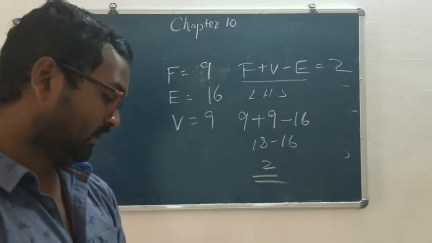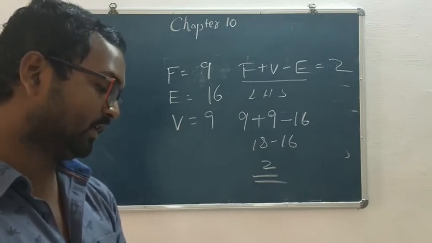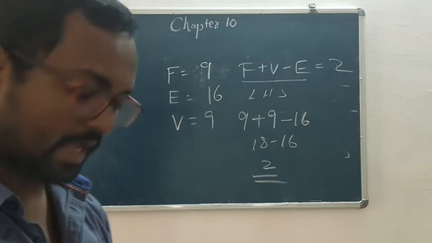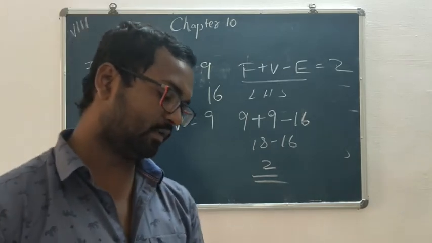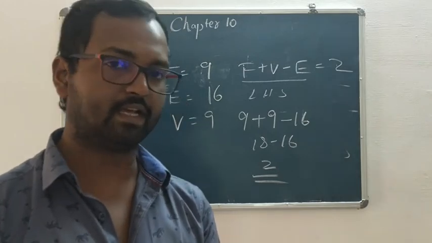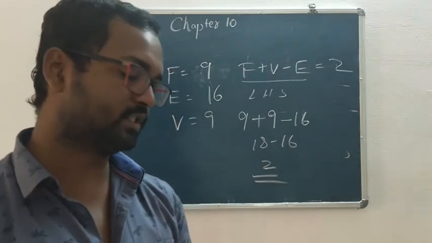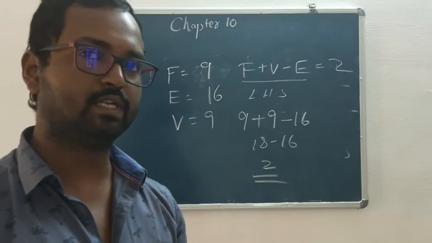Now look at exercise 10.3, question number 1. Can a polyhedron have for its faces 3 triangles? Is 3 triangles possible for a polyhedron? First of all, it's not possible.